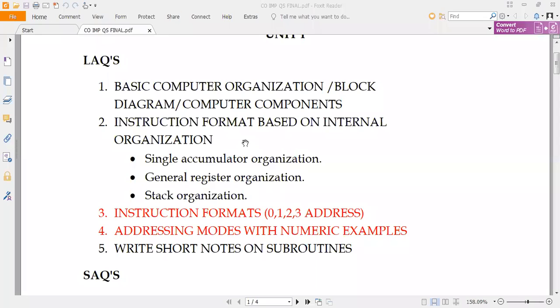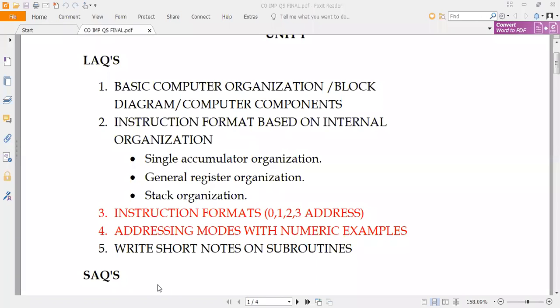If he specifies, then only you write the instruction format based on internal organization. If he is not specifying anything, then you should go with 0 address, 1 address, 2 address, and 3 address. If he is not specifying anything and says explain instruction formats, then we need to explain the instruction formats with examples. All the examples I already gave in the notes.